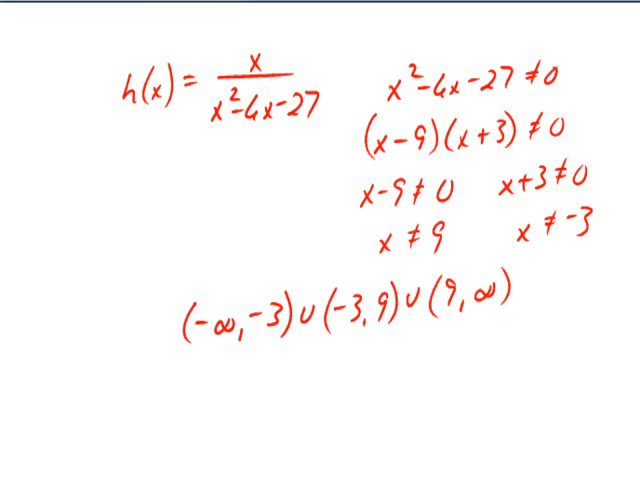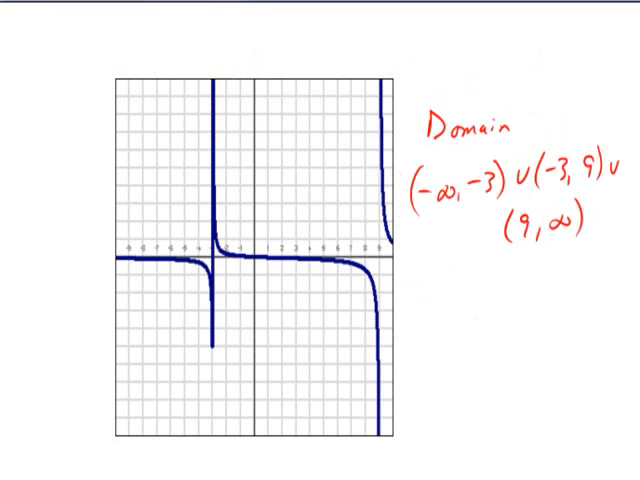Looking at a graph of this function, from left to right, we have values from -infinity up to -3, not including -3. Once again, ignore that vertical line, that shouldn't be there. We also have values from -3 up to 9, not including the 9. We have a vertical asymptote there also. And then values from 9 to infinity.